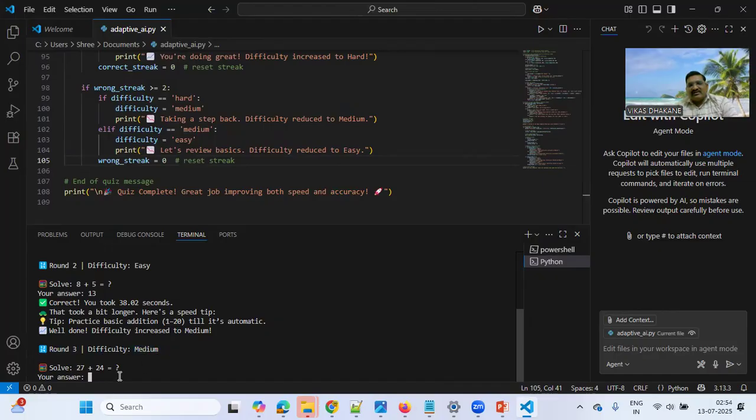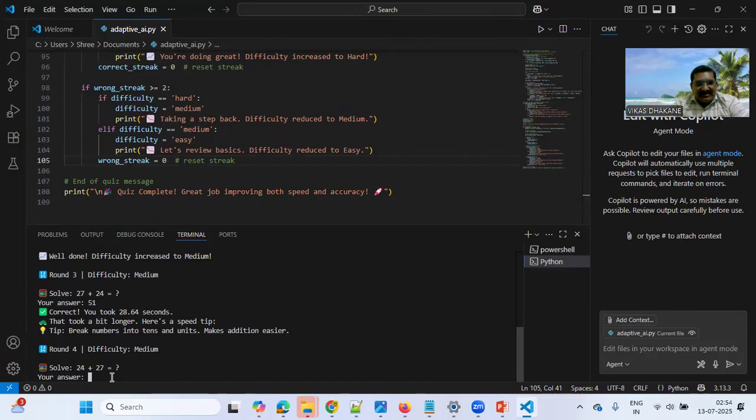Means what? The adaptive learning AI system has understood that the learner is doing good. So let's challenge him more. Let's give him the more difficult question. Now here, 27 plus 24, it's 51. Okay.